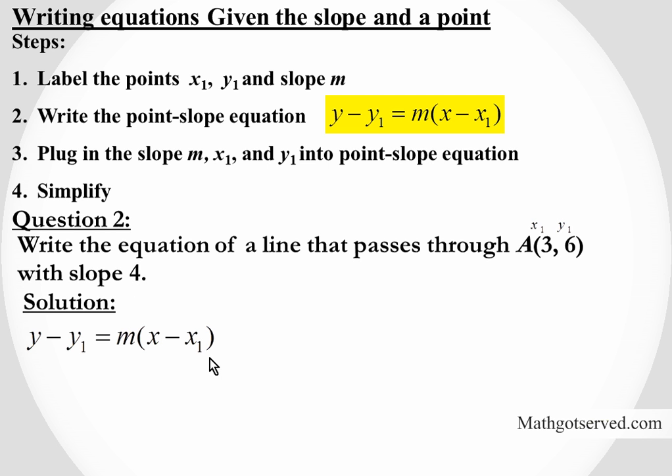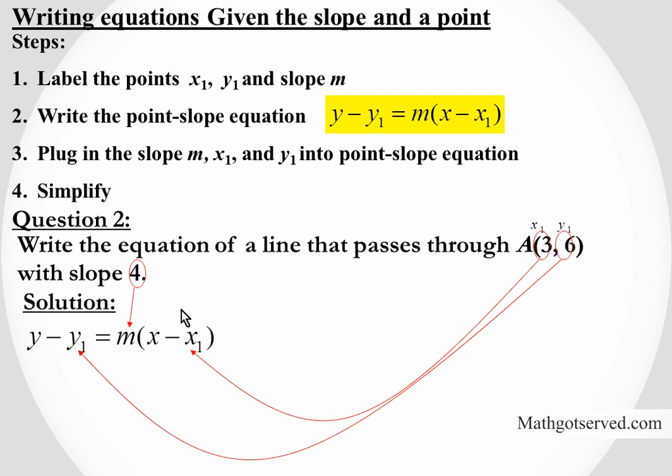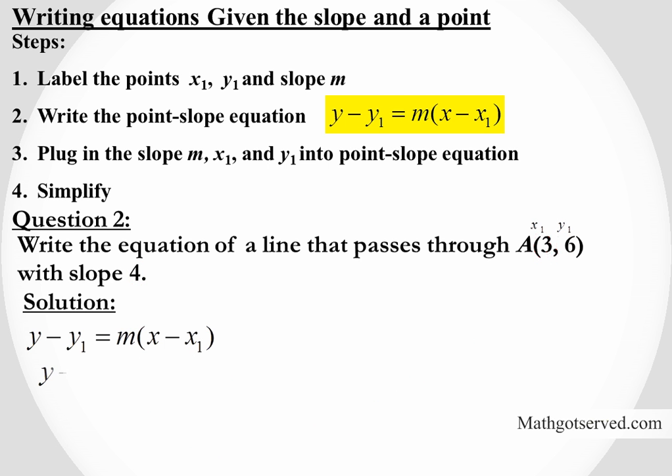Now we've written down the equation of the point-slope form, and we're going to plug in the values into this equation and solve for y. Our x1 goes into the x1 spot in the equation, and our y1 goes into the y1 spot. The slope m is 4, so that goes right here. We'll make the substitution. What we're going to have is y minus 6, because we replaced y1 with 6, equals m, which is now 4, times (x minus 3), because 3 is x1.